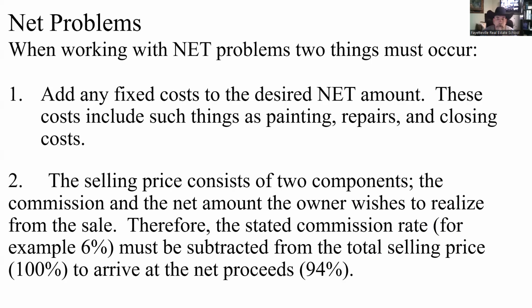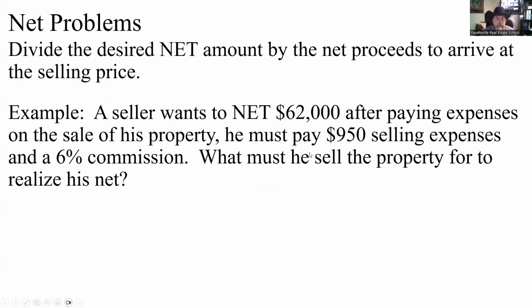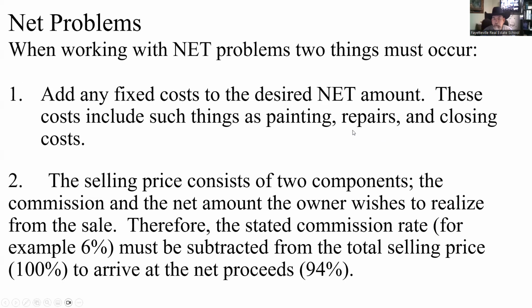Also, the selling price consists of two components: the commission and the net amount the owner wishes to realize from the sale. On the commission, there's a little tricky thing here. If the seller is paying a 6% commission, it'll tell you that in the problem. The reverse of 6% is 94%. How do we get the reverse commission? We take the actual commission, subtract it from 100, and that gives us what's called the reverse commission. If the seller was paying a 7% total commission, the reverse would be 93%.